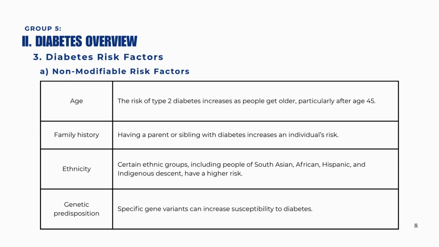Next are the risk factors. There are four main risk factors: age, family history, ethnicity, and genetic predisposition. The risk of type 2 diabetes increases as people get older, particularly after age 45. About family history, having a parent or sibling with diabetes increases an individual's risk. Certain ethnic groups, including people of South Asian, African, Hispanic, and indigenous descent, have a higher risk. Genetic predisposition: specific gene variants can increase susceptibility to diabetes.